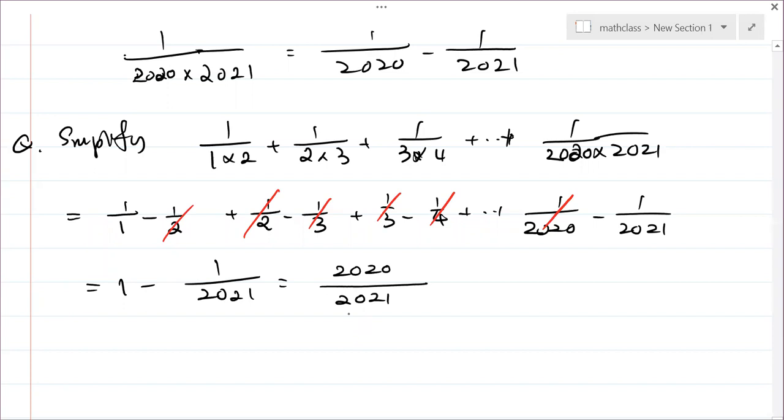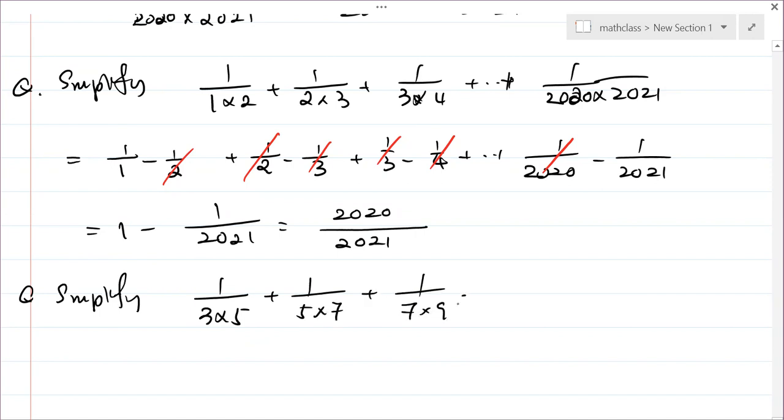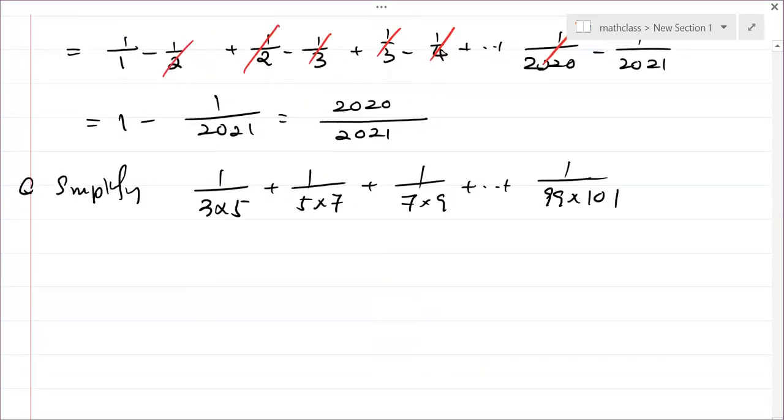So I'm going to ask you to do the next one. Make sure you're familiar with the formula I just mentioned. So 1 over 3 times 5, plus 1 over 5 times 7, plus 1 over 7 times 9, and keep it going, to 1 over 99 times 101. Be careful when you're trying to solve this.